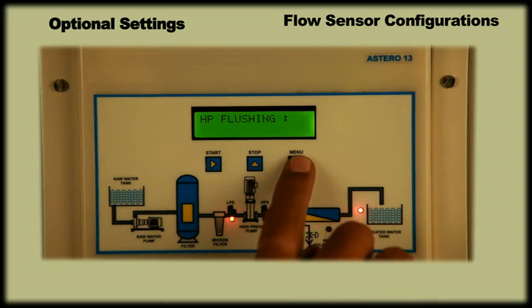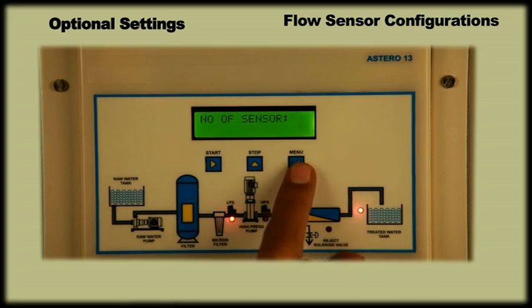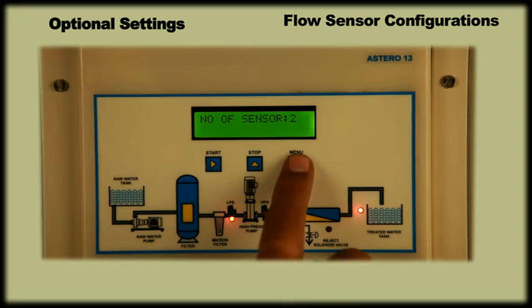Display will show HP flushing. On pressing the stop key twice, the display will show flow sensors. Press menu key and the display will ask for the number of flow sensors. Press menu key again and enter the number of sensors connected by pressing stop key and press menu twice.